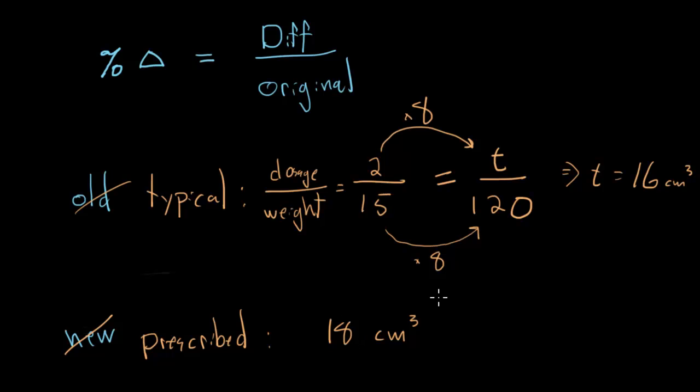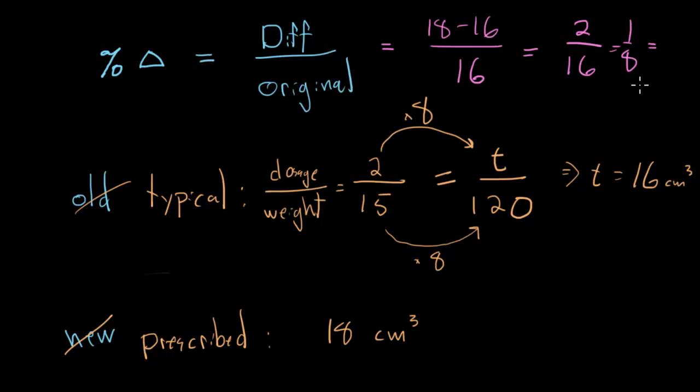This particular patient got 18, and now we can plug in to our definition of percent change. The difference between the two, 18 minus 16, and what's going to go on the bottom? What's our original or baseline? Well, that's the older typical amount, right? That's the 16. That's the thing that's our reference point for this percent change. So the top, 18 minus 16 is 2. 16 is just 16, and this reduces to an eighth, and ideally we'll just have this memorized and say an eighth is 12.5%, which is answer choice D.